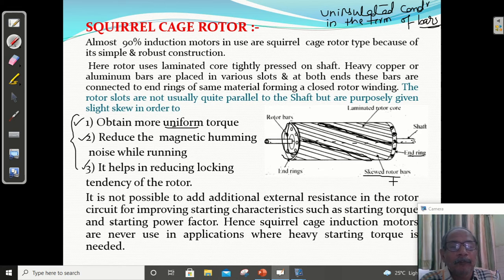But in the case of a squirrel cage rotor, you can't add additional resistance. It is not possible to add additional resistance in the rotor circuit to improve the starting characteristics such as starting torque, starting power factor, current, etc. That is the main drawback, and the squirrel cage motor will give less starting torque.